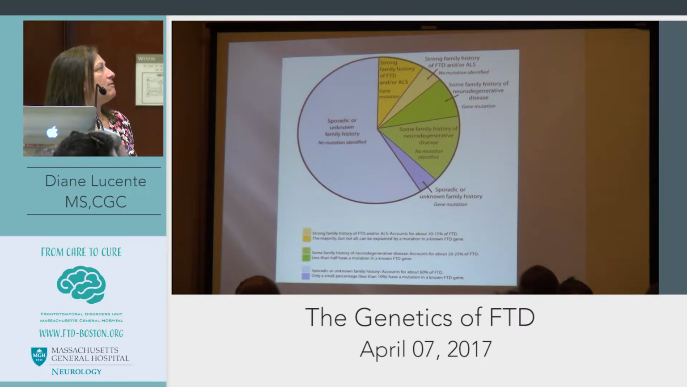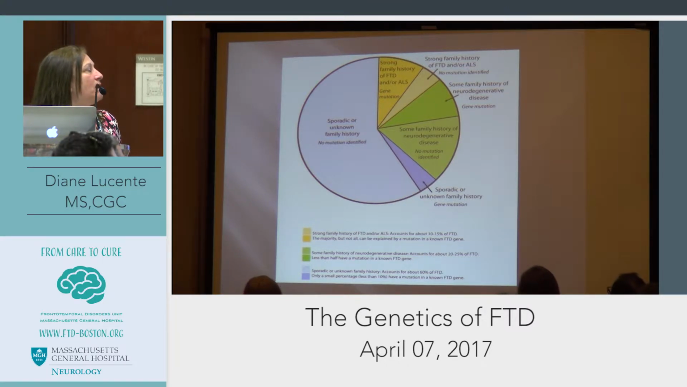At the top right there in yellow, we have families who have strong family history, typically multiple generations with multiple family members, males and females, that have FTD. And for the majority of those folks, we can find a genetic alteration that is occurring for them. But there's still lots of families that we cannot find a genetic alteration for. So we know we have more that we need to identify, and that's part of our research.